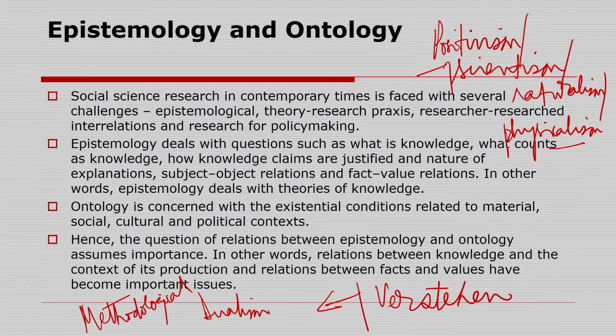And then we have discussed what is the relationship between epistemology and ontology, and how epistemology today must take into consideration the ontological questions. That's why I said we discussed how social science research in contemporary times is faced with several challenges, ranging from epistemological, ethical, theory research praxis, researcher researched interrelations, and research for policy making. And the question of relations between epistemology and ontology assumes greater significance than ever before.